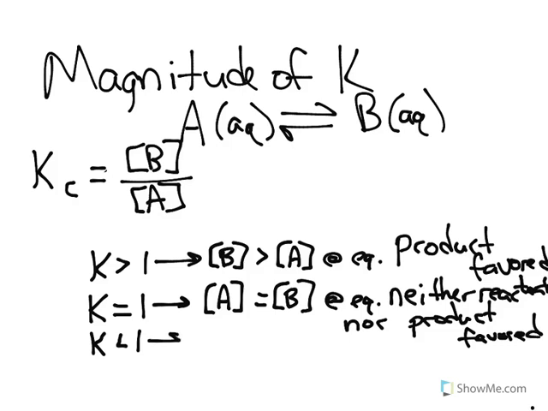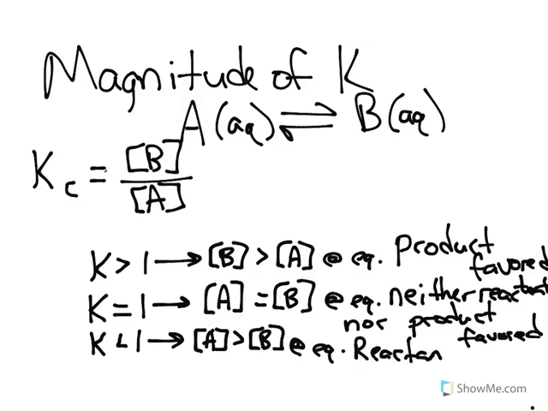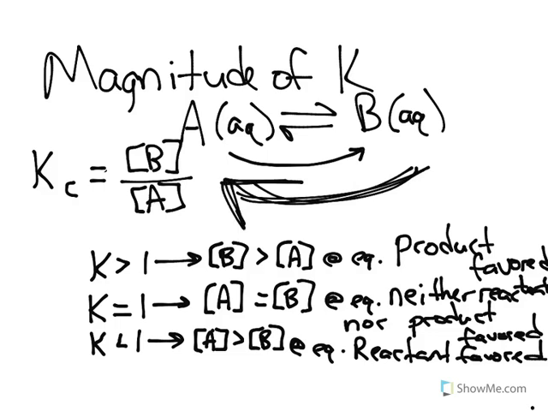Well, the opposite's true down here. If K is going to be less than 1, the only way for that to happen is for there to be less numerator, which is the product, than there is denominator, which is the reactant. So in this case, that's what I was trying to write a second ago, the concentration of A is going to be greater than the concentration of B at equilibrium. And we can say that this is reactant favored. There's going to be more reactant at equilibrium than product. This reaction really didn't push very hard this way. It more favored staying this direction.